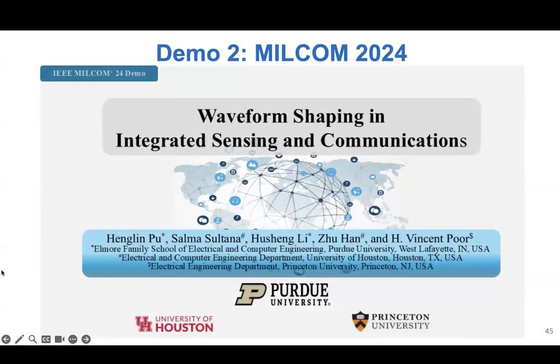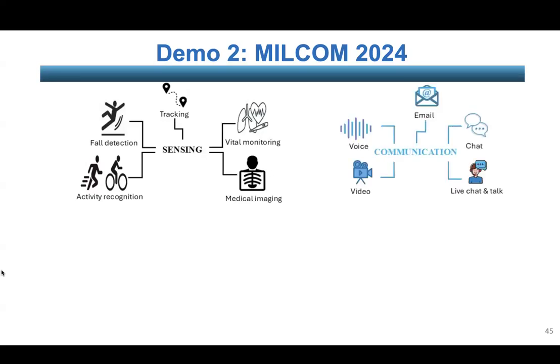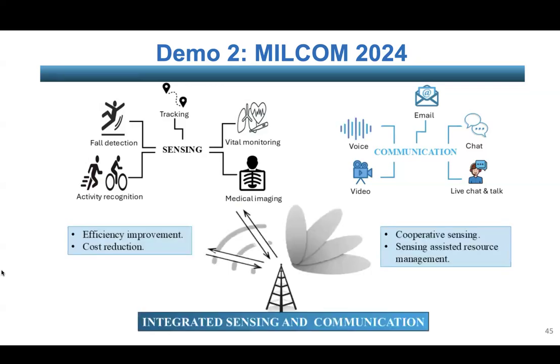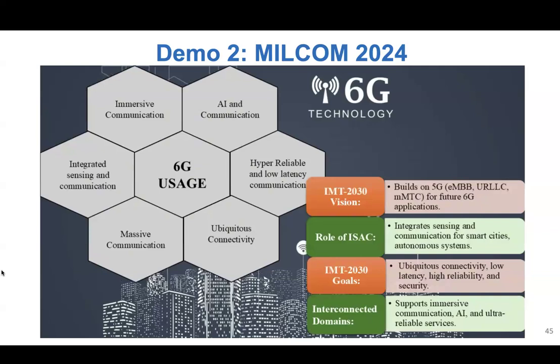Integrated Sensing and Communication, ISAC, is a groundbreaking technology that merges sensing functions like tracking, activity recognition, and medical imaging with communication services such as email, texting, and video transfer into an integrated framework. Looking ahead, ISAC plays a crucial role in 6G networks by improving efficiency and reducing latency. Aligned with 6G, ISAC drives next-generation mobile technologies.